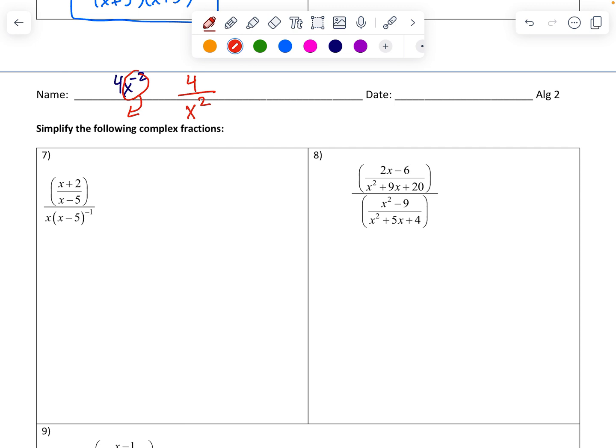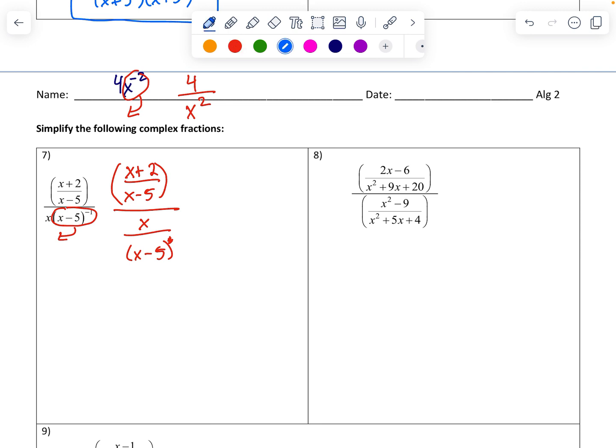So in number 7, I see this negative 1 exponent. So this whole thing that the negative 1 is attached to is going to go below the thing that it's attached to make it positive. So how this looks now is we've got that x plus 2 over x minus 5, so that group's still there. And on the bottom we have an x, and then the x minus 5 is now on the bottom of that. And there's an invisible 1, but if something's over the invisible 1, you can just kind of ignore the 1. So it's just really x minus 5.